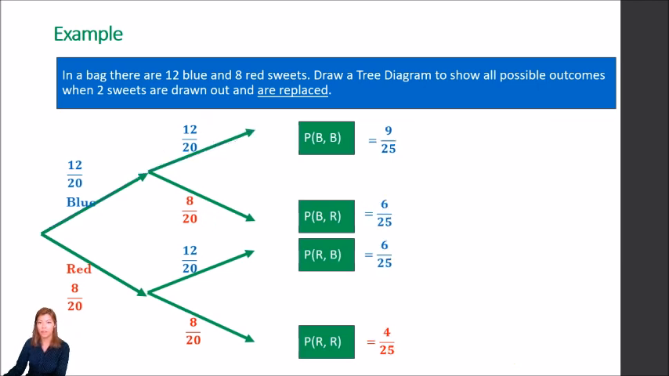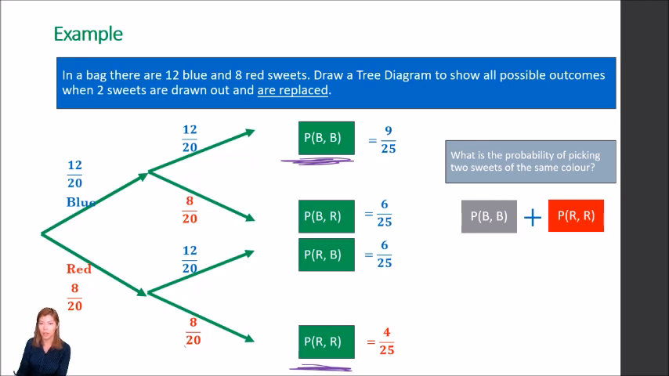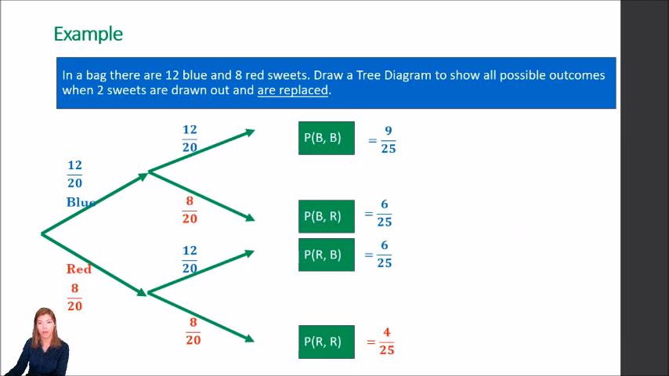So let's move the probability there and then answer some questions. What is the probability of picking 2 sweets of the same color? So we're talking about same color, that or that. So red and red or blue and blue. So let's write it out. Probability of blue and blue plus probability of red and red. Now you might wonder, why am I saying plus this time? Because we're saying blue and blue or red and red. That's what we want. So it's a plus. So the probability of blue and blue, we worked it out. And the red, we just add it together. 9 plus 4 is 13 out of 25.